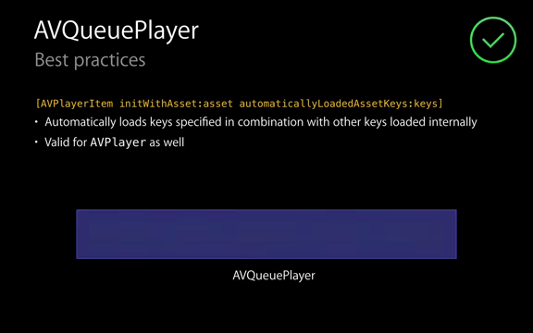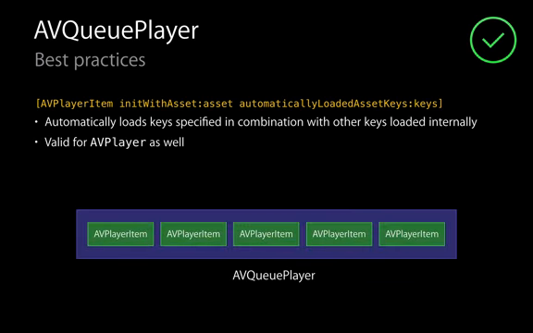You have an AV queue player with a list of items, and if you initialize each of these items with a set of keys, as AV queue player is getting ready to initiate playback for a particular item, we load these keys in combination with the keys we require for playback. And as playback progresses and we reach the next item, we load the second set of keys you requested for that particular item. This is valid for AV player as well if you're using replace current item with player item.